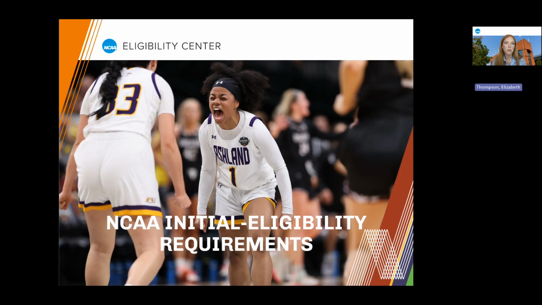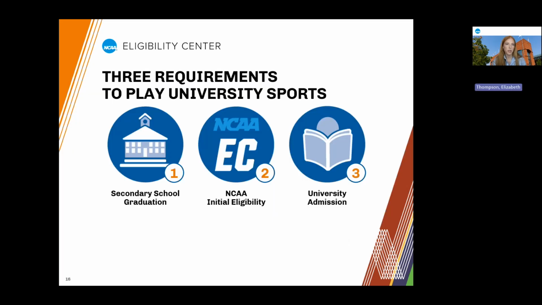Okay, so now we're going to briefly touch on the NCAA initial eligibility requirements and give you some resources. It's very important to know that there are 3 different requirements that you should track in order to be able to play sports at an NCAA school. The first requirement that you should track is making sure that you know what you need to do to graduate secondary school from your school or country. That is first and foremost, most important is graduation.